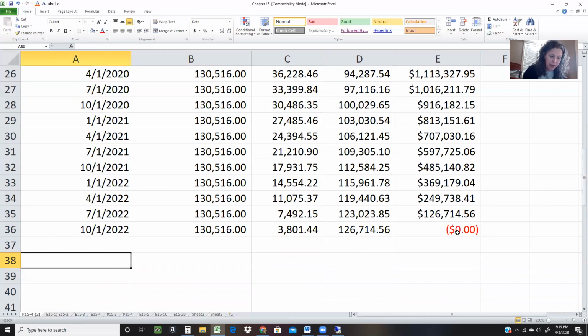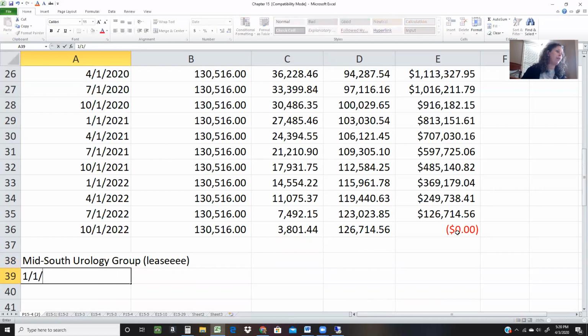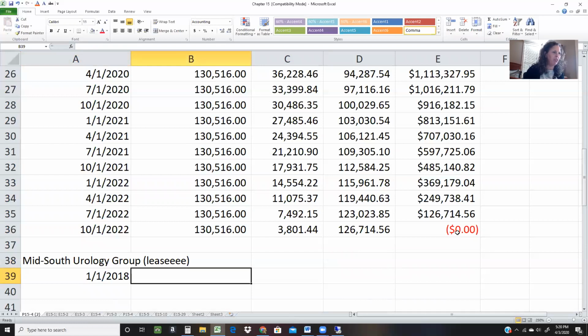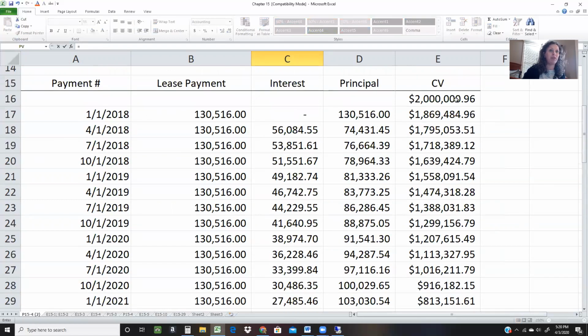So let's start with Mid-South Urology Group. Now this is the lessee, okay? We're the one leasing the asset. So starting off on 1/1 of 18. I want that year 18 to show for some reason because I'm crazy. So leased asset, lease payable. We're going to start this thing at the $2,000,096. So the present value of the minimum lease payments.